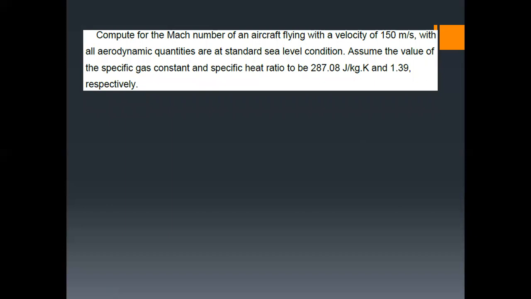Try to pause the video and try na kapag ready ka na. Okay? So, practice lang. Try to elaborate, no? Pabalik-balik ka rin sa mga formula mo, no? So, compute the Mach number of an aircraft flying with a velocity of 150 meters per second with all aerodynamic quantities at the standard sea level condition. So, assume the value of the specific gas constant and specific heat ratio to be 287.0 joules per kilogram Kelvin and 1.29. Specific heat ratio is 1.29.